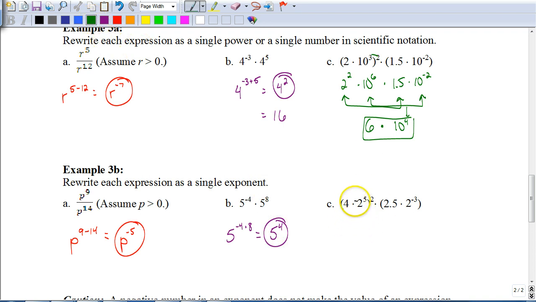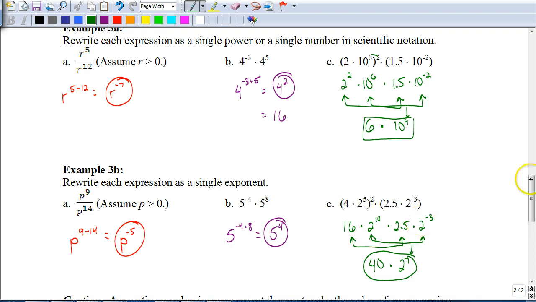And lastly, this would be 4 squared, which would be the same as 16, times 2 to the 10th. And then we're going to have that times 2.5 times 2 to the negative 3rd. Combine like terms, well, 16 times 2 and a half. Like terms in the sense that they don't have any exponents, so we just take 16 times 2 and a half. 16 times 2 and a half is 40. Now 2 to the 10th times 2 to the negative 3rd, they have the same base, which is 2. So we add the exponents, 10 plus negative 3 is 7. So it'll be 40 times 2 to the 7th.